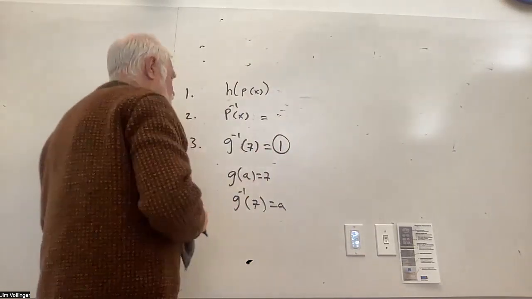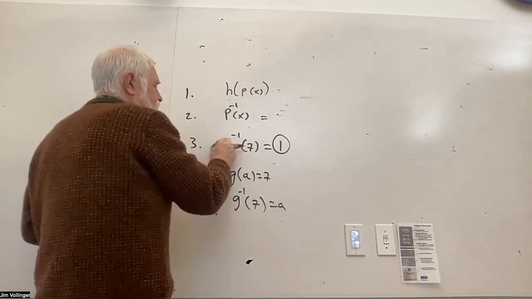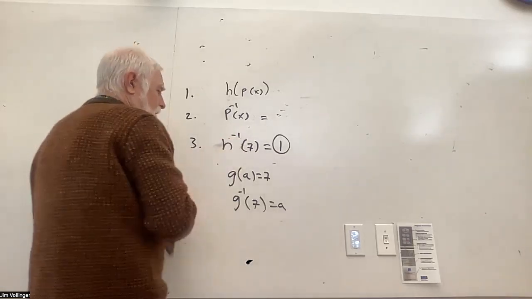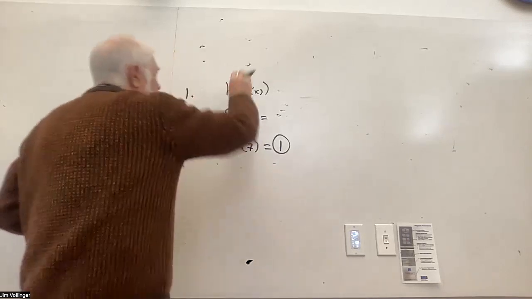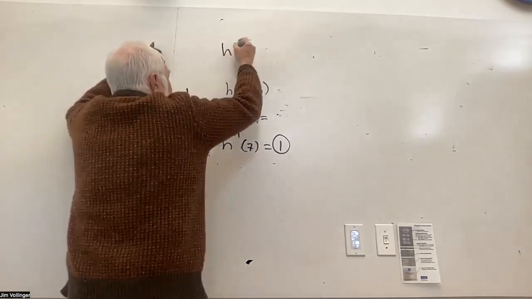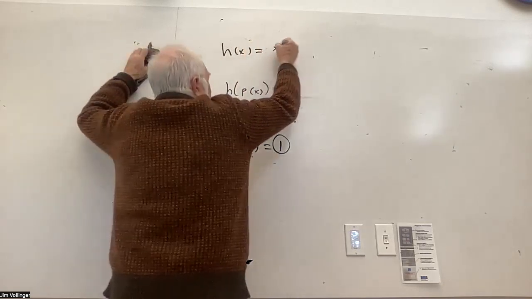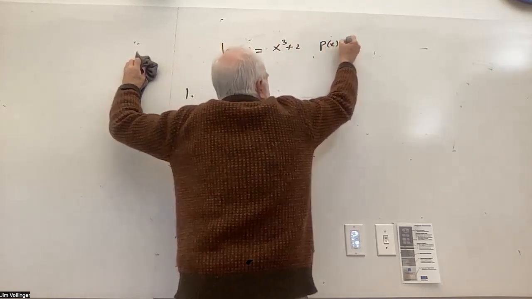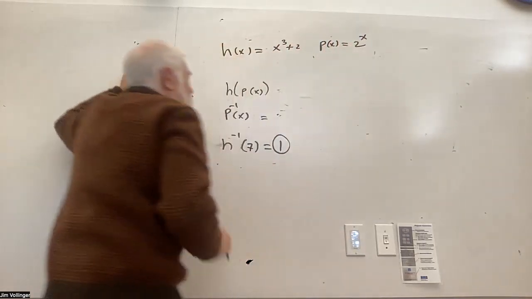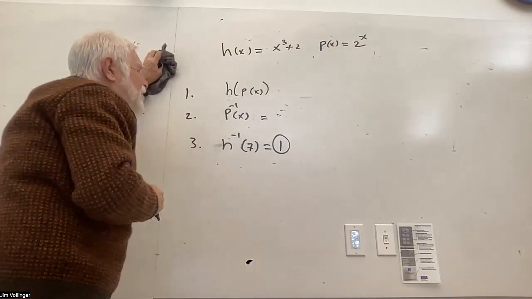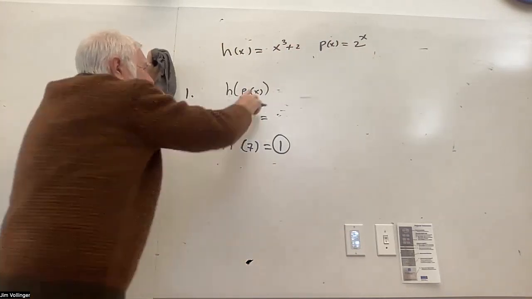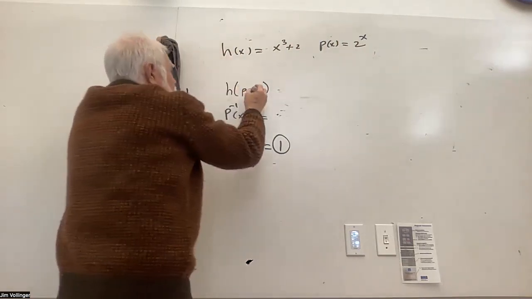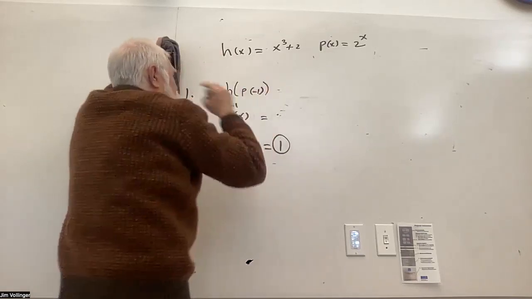All right, so let me come up with some new functions. I don't know, might not do 5 of these, we'll see. So h of x is equal to x cubed plus 2, and p of x is equal to 2 to the x. All right, let's play with those. And let's do h of p of -1. That'll give you some fraction practice.